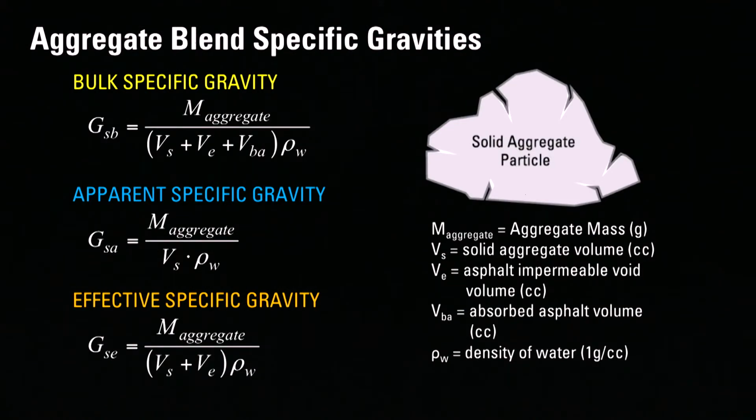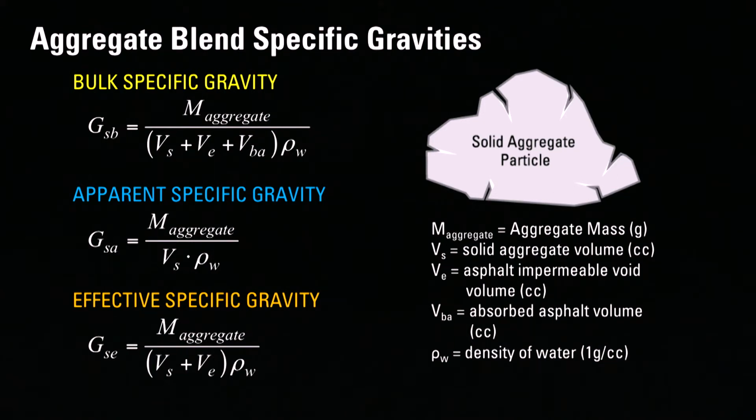Superpave asphalt mixture design is based on volumetric properties. Understanding volumetric properties requires knowing the relationship between masses and volumes in our materials, which is designated based on our specific gravities. When we talk about aggregates in terms of asphalt mixture design, we're concerned with three specific gravity quantities. These include the bulk specific gravity, apparent specific gravity, and effective specific gravity.